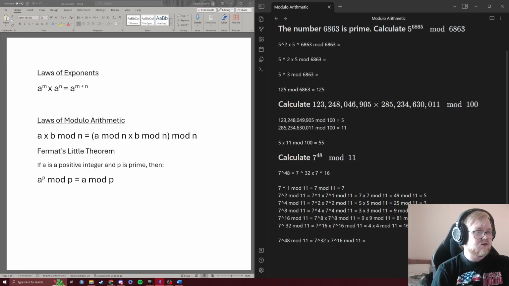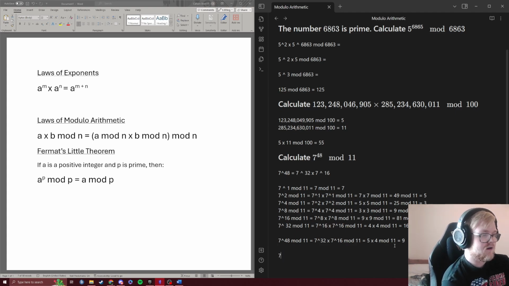And we know that mod 16 is 4 and mod 32 is 5. So it's just 5 times 4 mod 11. And 5 times 4 is 20. 11 goes into it, and then the remainder is 9. So the answer to 7 to the power of 48 mod 11, the remainder would be 9.